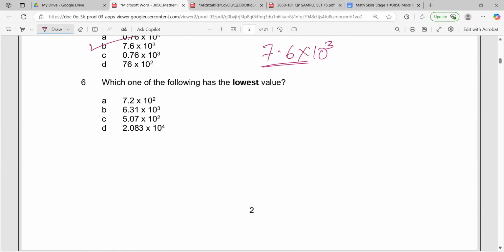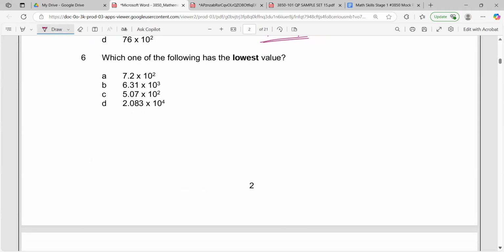All right, this one says, which of the following has the lowest value? 7.2 times 10 to the second power, 6.31 times 10 to the third power, 5.07 times 10 to the second power, or 2.083 times 10 to the fourth power.